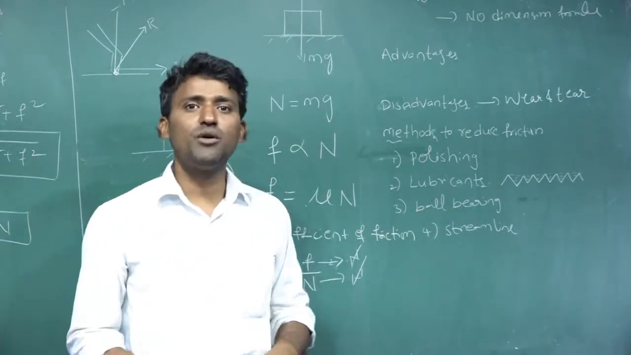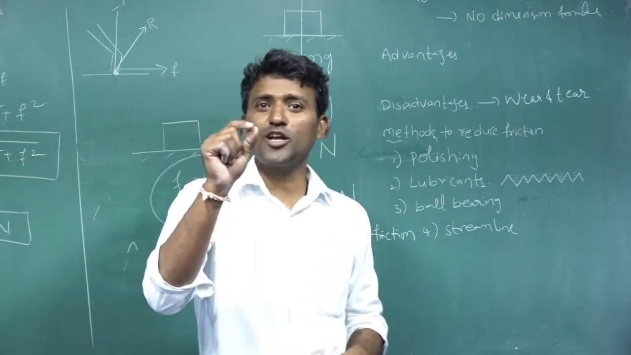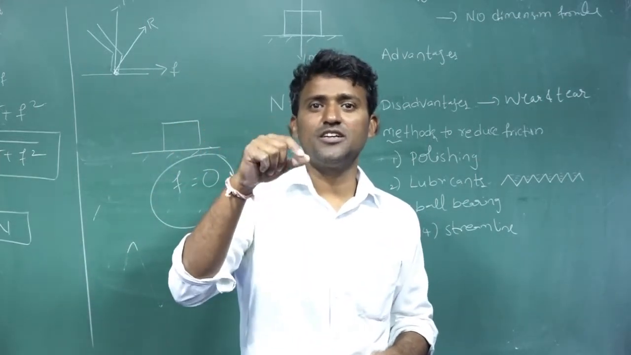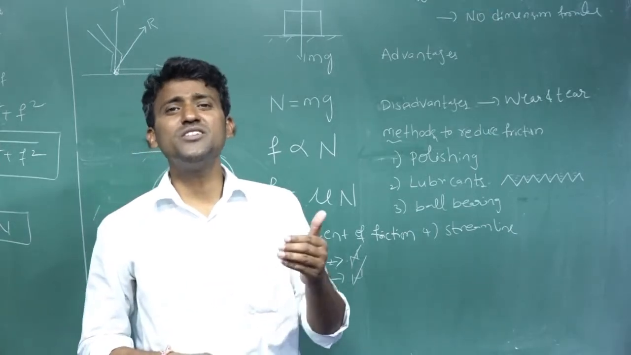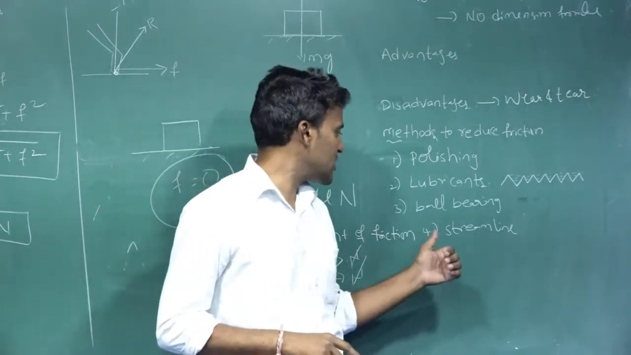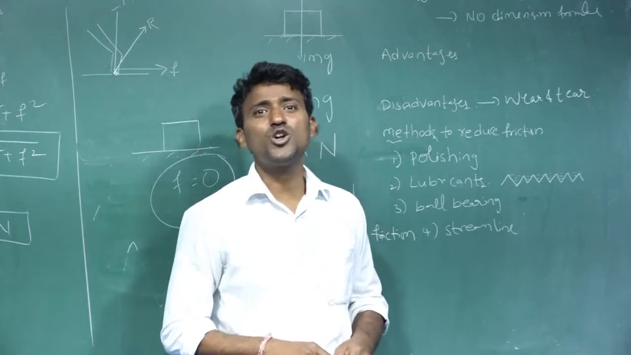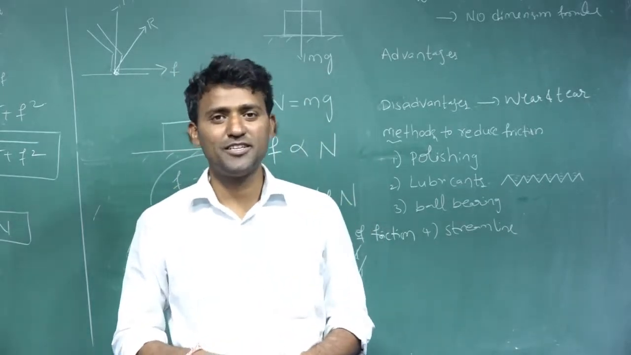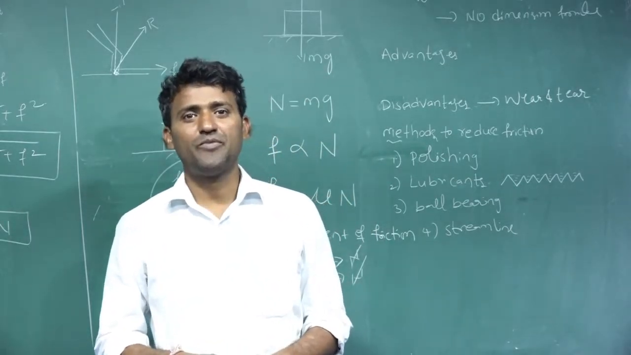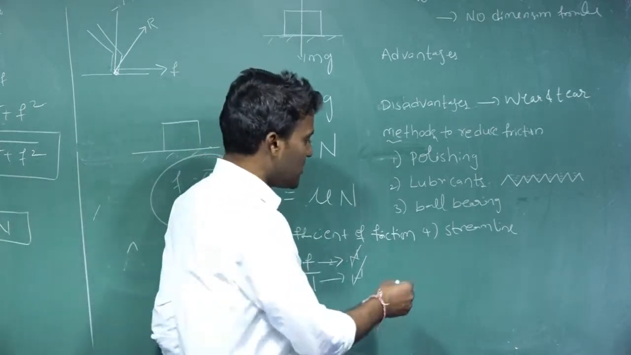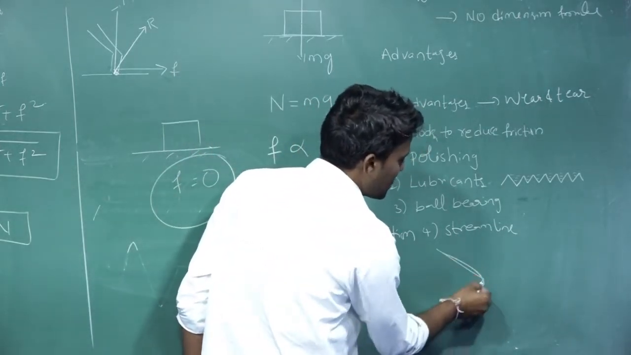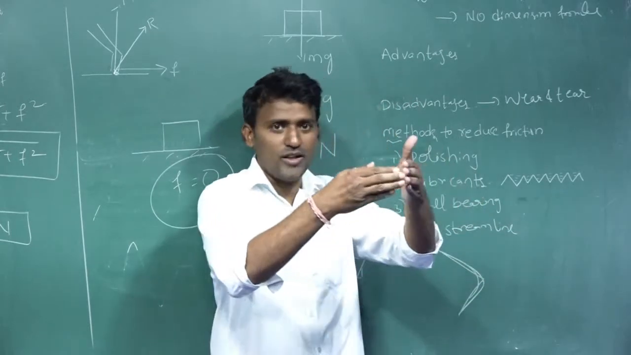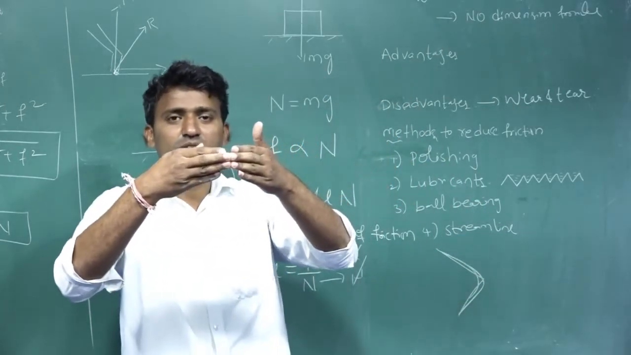Okay, next one is ball bearings. In a cycle you can observe the ball bearings, isn't it? So that is one of the methods to reduce the frictional force. Next one is streamlining. In automobiles we use streamlining, and in an aeroplane too. What is the shape of the aeroplane? The front is like a V shape.